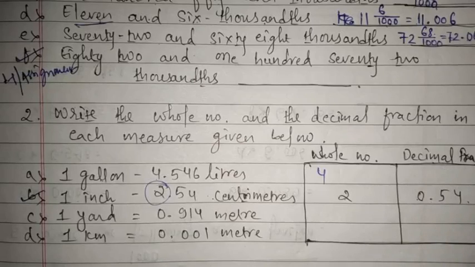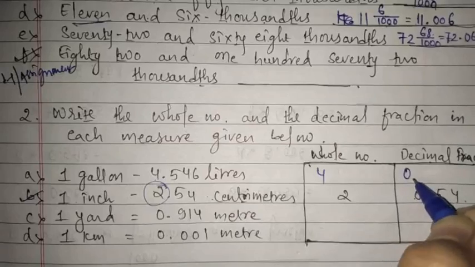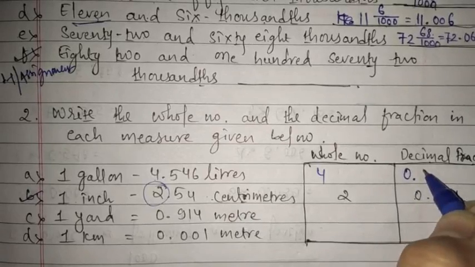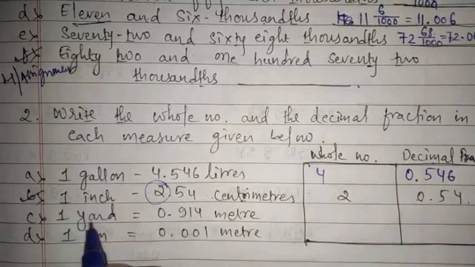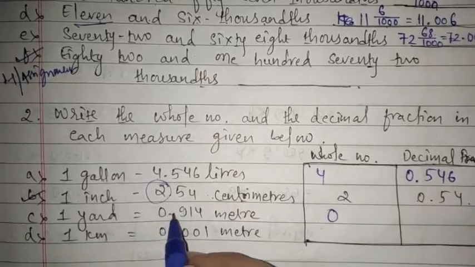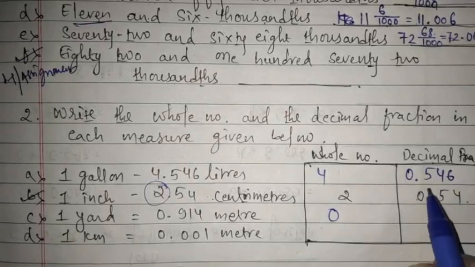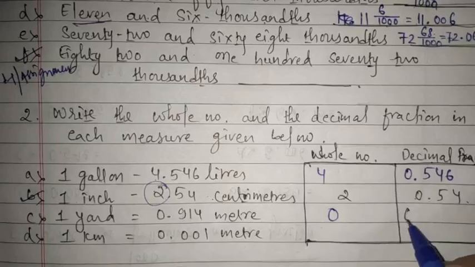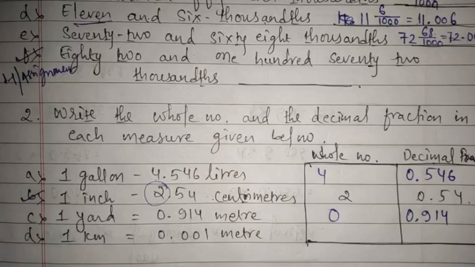And what are the decimal fractions you are going to say? Here it is 0.546. Okay. 1 yard is equal to 0.914. What is the whole number here? It is 0, because before the decimal point there is 0. 0 is also a whole number. So the decimal fraction is 0.914. Understood? I hope this is clear to you.